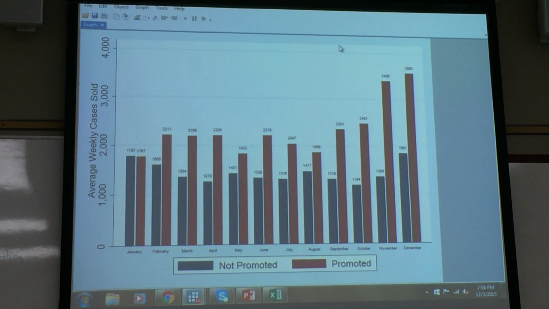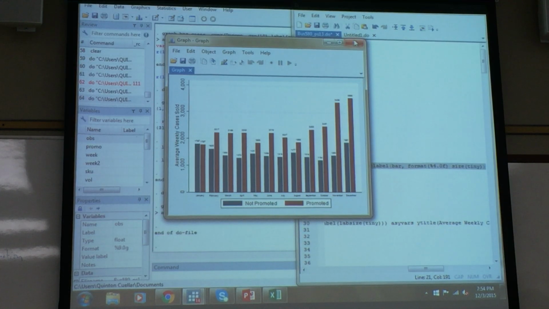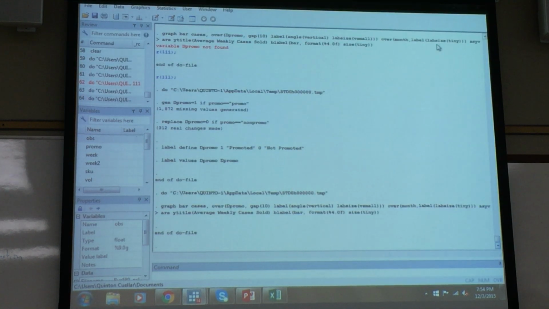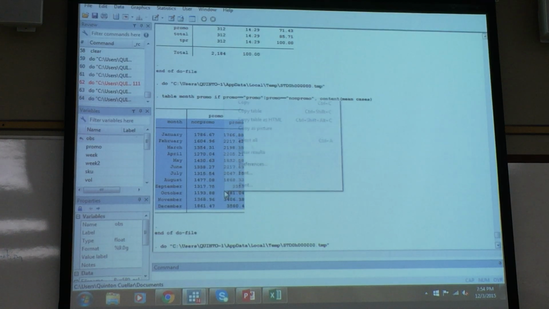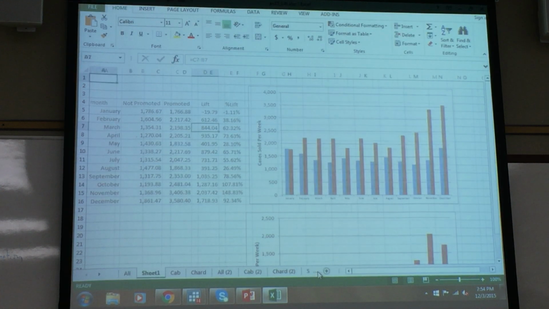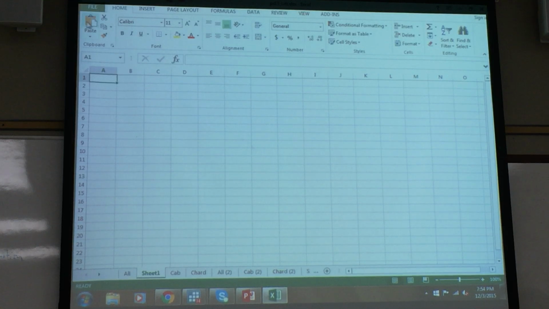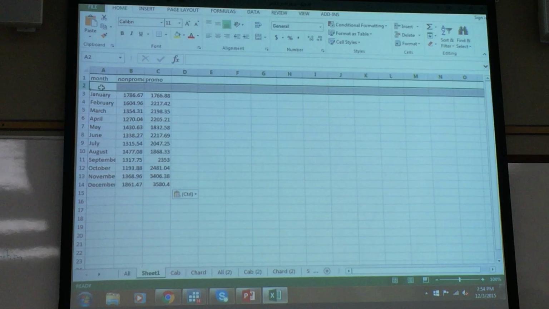So we can do that, and like I said, the easiest thing to do is to just copy and paste that table. Copy table. Slap it into Excel. And now we can do whatever it is we want to do.